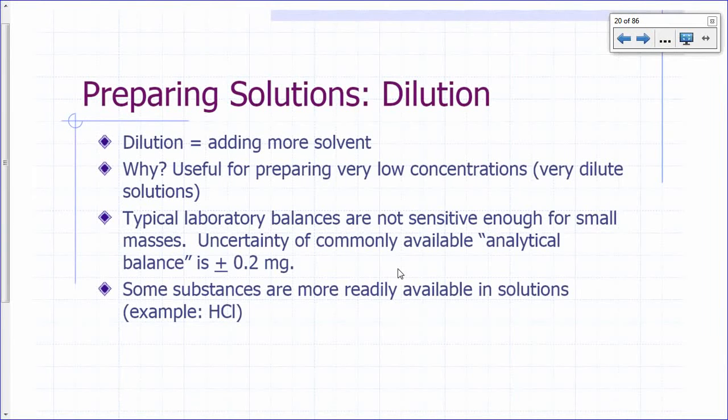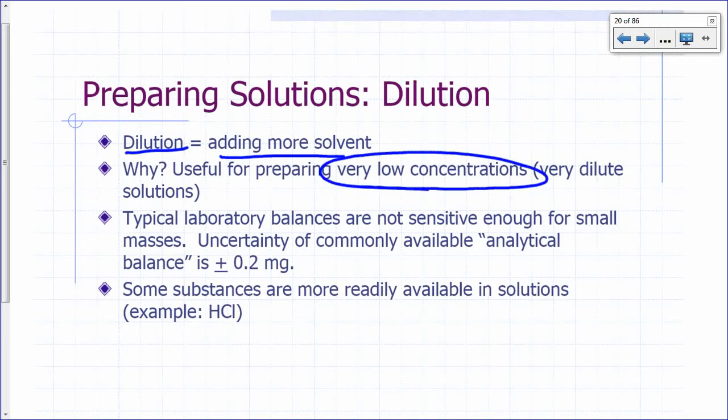Now, dilution is another way you make a solution. It's a useful method for preparing solutions. Dilution simply means adding more solvent, and it's very useful for preparing solutions that have very low concentration. Solutions that have a very low concentration are said to be very dilute. So diluting simply means lowering the concentration.